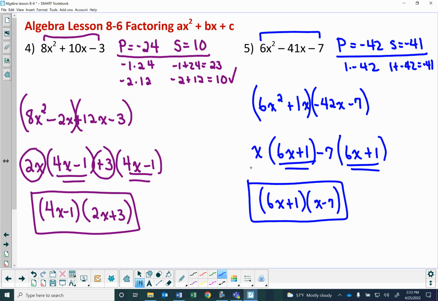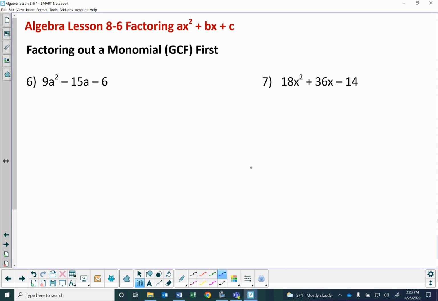Now sometimes, these were really nice. We didn't have anything that we had to worry about a greatest common factor. Sometimes you have to factor out a greatest common factor first. And that's really, really important, because if you don't, you can still factor it, but it's much, much, much more difficult because you're going to have much larger numbers. And then at the end, you're going to have to notice that you still have a greatest common factor, and you're still going to have to factor it out anyway.